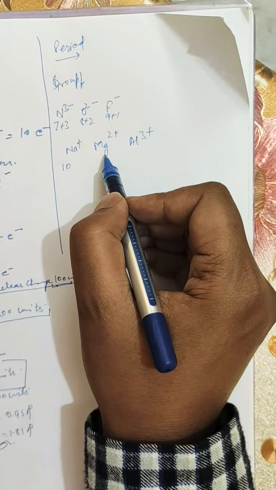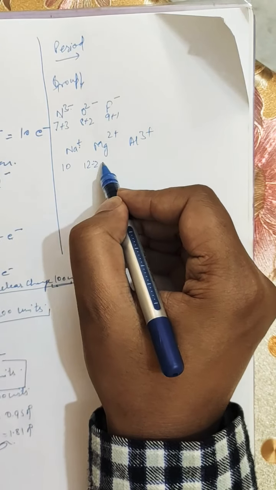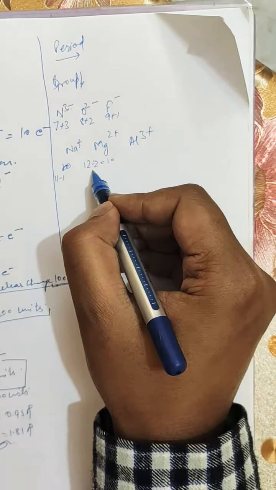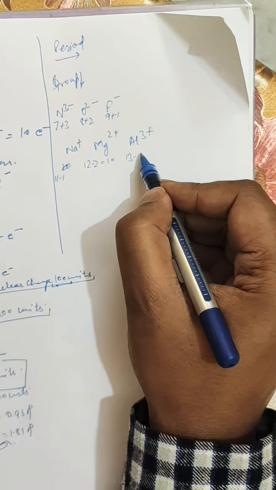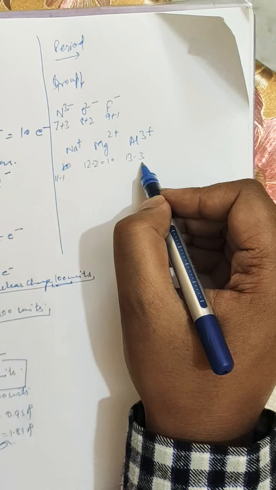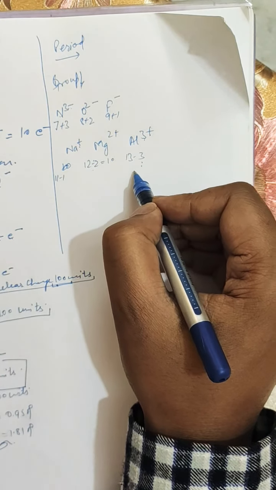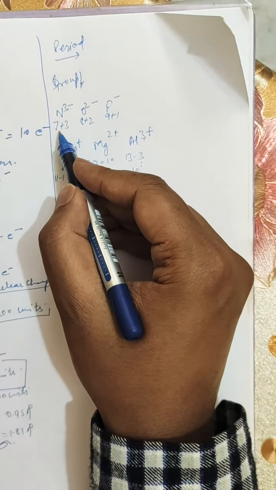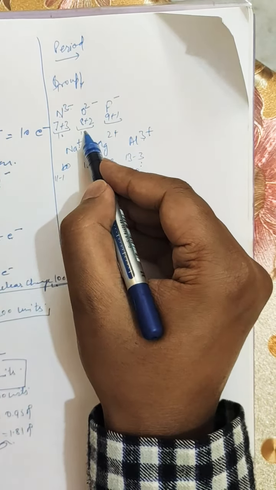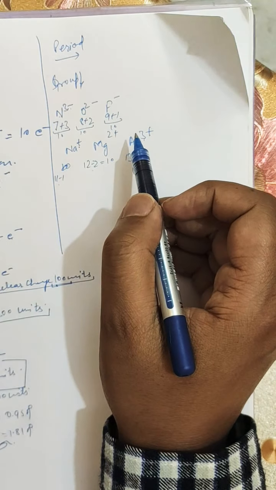Magnesium lost 2 electrons and results in 10 electrons here. 11 minus 1, 12 minus 2, 13 minus 3. 3 positive corresponds to loss of 3 electrons, so the cation is formed by the loss of 3 electrons. So there are again 10 electrons. So these all are isoelectronic species. It means 10, 10, 10 electrons. This is an isoelectronic series.